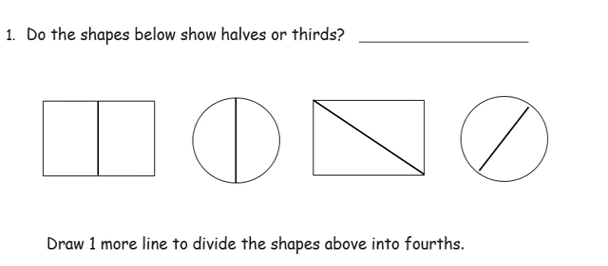Well, you can see in each shape that there is a line dividing the shape into two equal pieces. Since we have two equal shares, each shape is showing halves. The next part of the question says to draw one more line to divide the shapes above into fourths. By fourths, we mean that they have 4 equal shares.